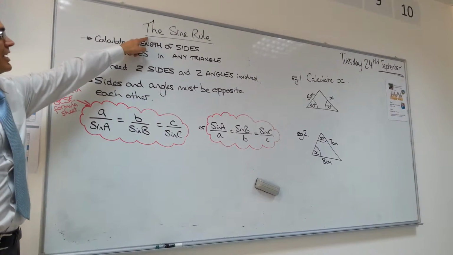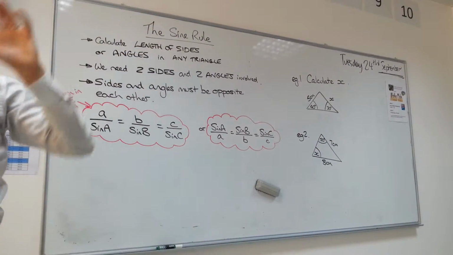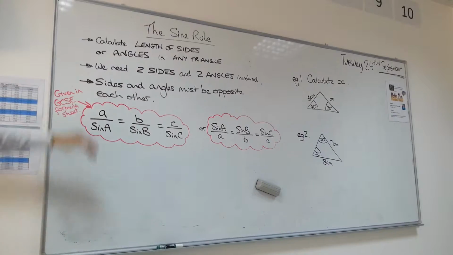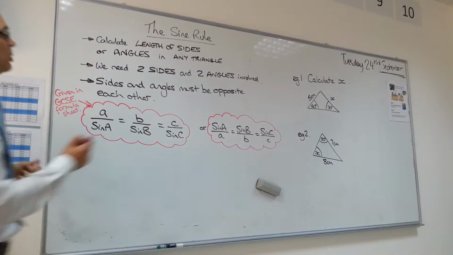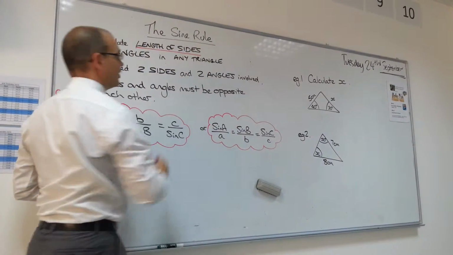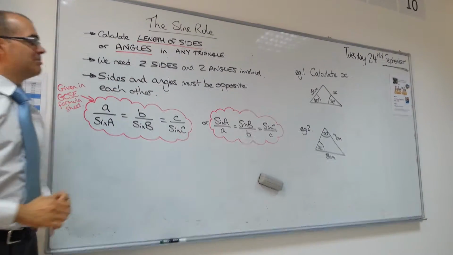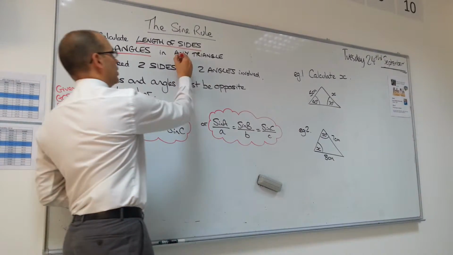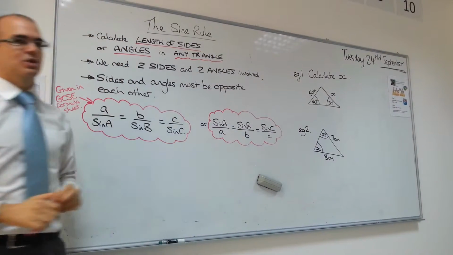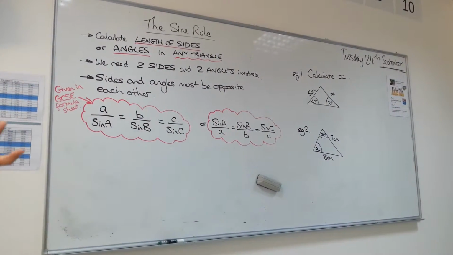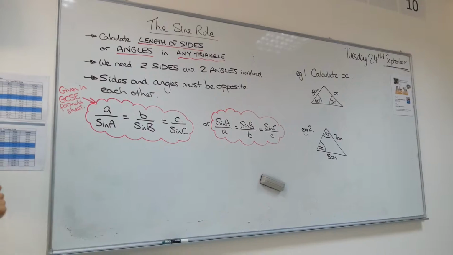Okay, so today we're going to be looking at the sine rule. It's another trigonometric rule that we're using. A little bit of information about it. What's important? It will find for us the length of sides. It could also find for us angles, but the most important thing is that this will work in any triangle whatsoever. So it's even better than SOHCAHTOA, which only worked in right angle triangles.